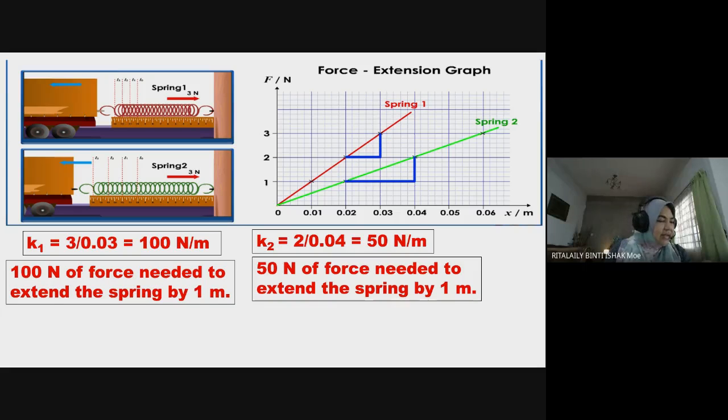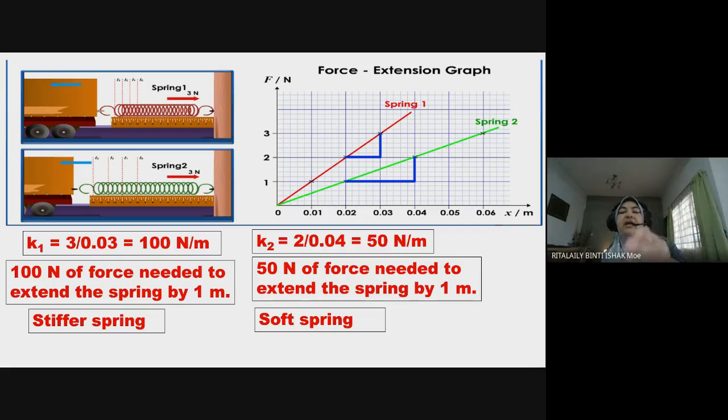More force is needed to extend the spring. Okay, if the spring needs more force to extend or more force to compress, we say that spring is a stiff spring. So this is a stiffer spring. Then K2, or spring 2, is the soft spring.